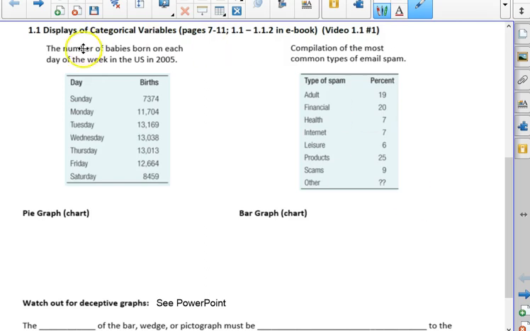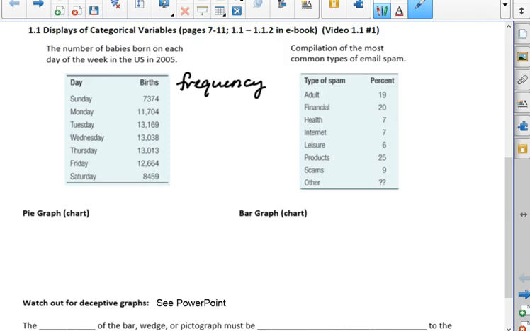So here we have two different variables. One is the number of babies born on each day of the week in the U.S. in 2005. So our individuals are the babies being born. The variable is the day they're born on, and we have seven different choices for that variable. So this is a distribution of data because it is telling us the different values that a variable can take on and how many fall in each of those categories. This is known as a frequency table.